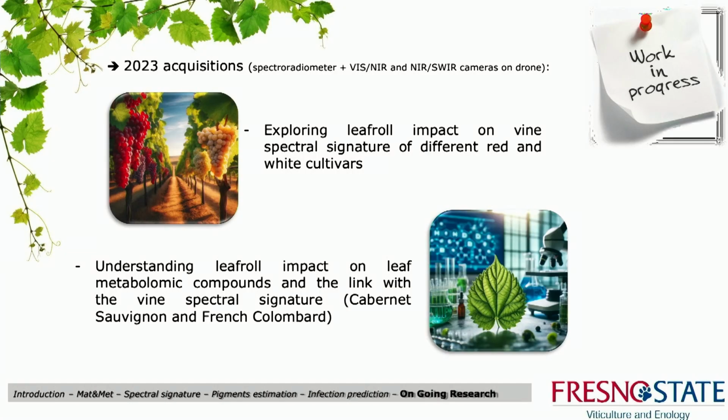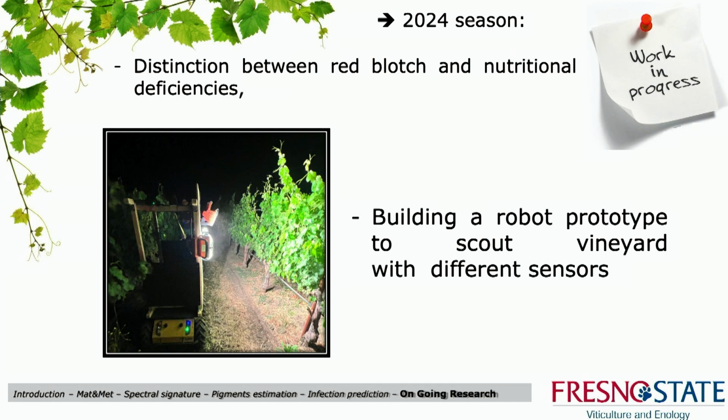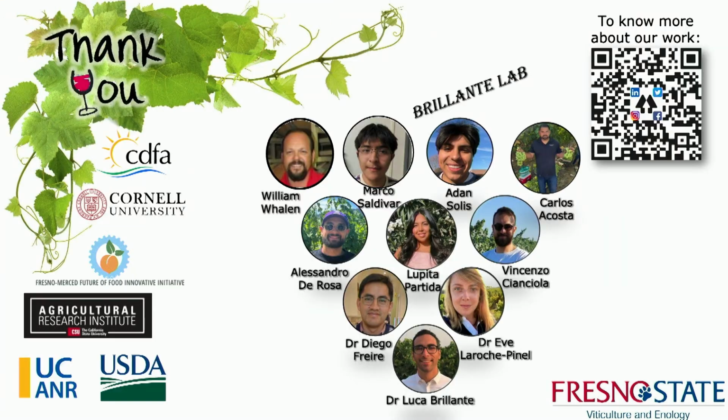I'm going to go really fast because I think I ran out of time. So as I said, this year and last year, we acquired more data in different conditions on leafroll and red blotch. We now have a robot also to scan the vineyards.